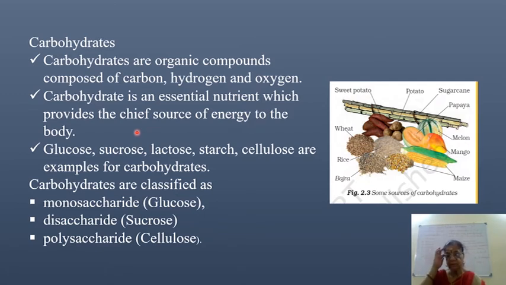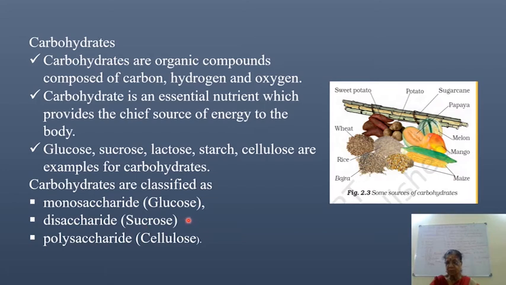Okay, so carbohydrates are organic compounds composed of carbon, hydrogen and oxygen. Carbohydrate is an essential nutrient which provides a cheap source of energy to the body. Examples are glucose, sucrose, lactose, starch, cellulose. Right? And these carbohydrates are classified as monosaccharides, with the simple sugar glucose. Disaccharide, it is sucrose.